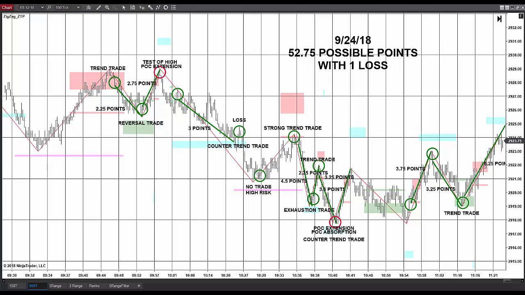The new patterns represent a combination of order flow, and the combination of the order flow patterns is going to remain proprietary, although if you are a ZoneTraderPro customer, I will release the combination of signals needed in order to make these trades. So what we're going to look at here is the trades from September 24, 2018, and the total of these trades represented a possible 52.75 points in the ES on 9/24.